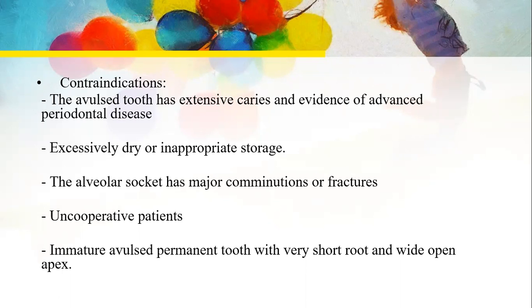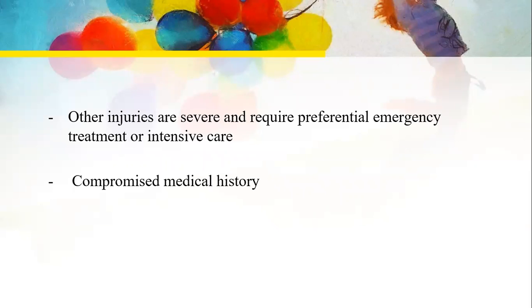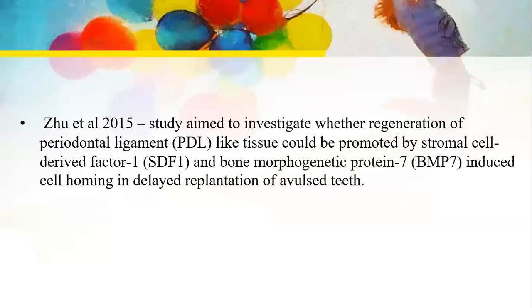In case of uncooperative patients who do not maintain oral hygiene, who cannot stabilize this replanted tooth, it is very difficult to get a good prognosis. Immature avulsed permanent tooth with a very short root and wide open apex is also contraindicated. And other injuries are severe and require preferential emergency treatment or intensive care, and compromised medical history. So in such conditions, replantation is not indicated.